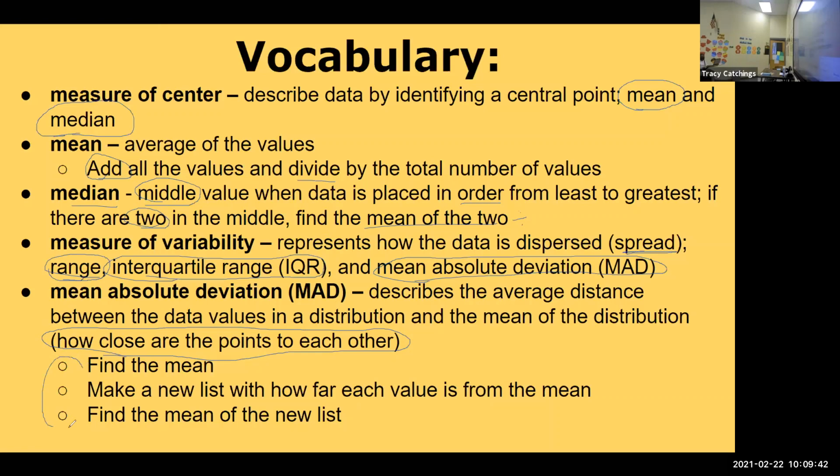To find the MAD, we do 3 things. We first have to find the mean. We then have to make a new list with how far each value is from the mean. And then, of course, we need to find the mean of the new list. If you need anything, it's most likely these 3 steps to MAD. Go ahead and get that down real quick if you need it. If you feel like you don't, be my guest. But that is what we're going to be practicing today, how to find the MAD.